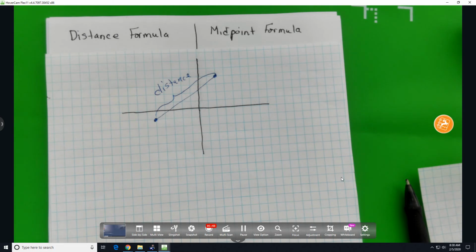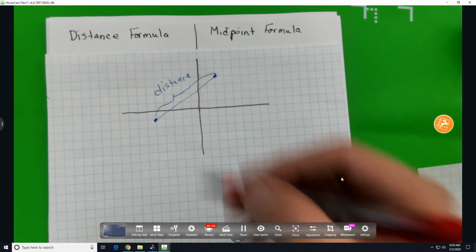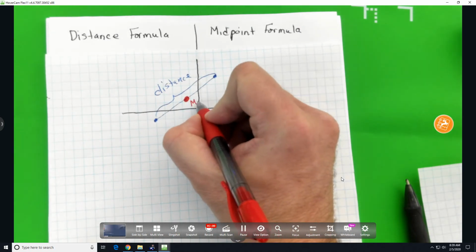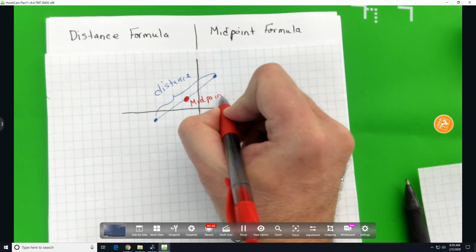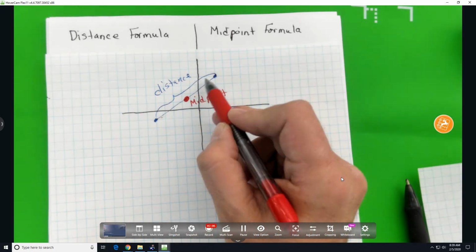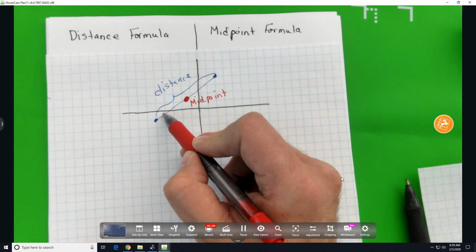What would the midpoint be? Well, it's the point right in the middle. What would you guess? In the middle? So the point right there in the middle, that's the midpoint. The distance is this length right here. What's the distance between these 2 points?